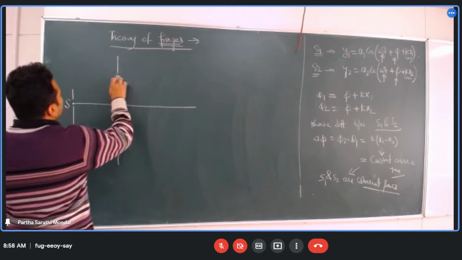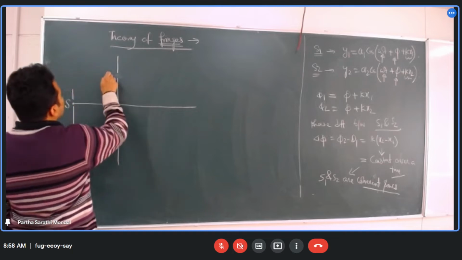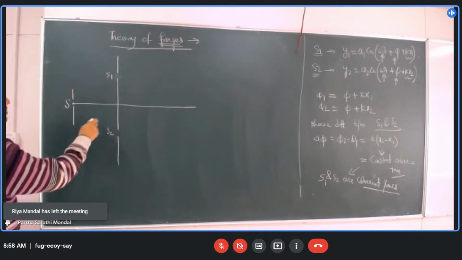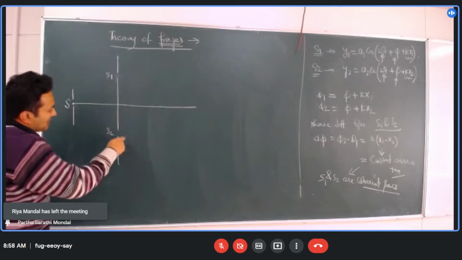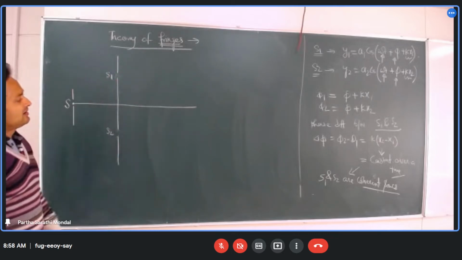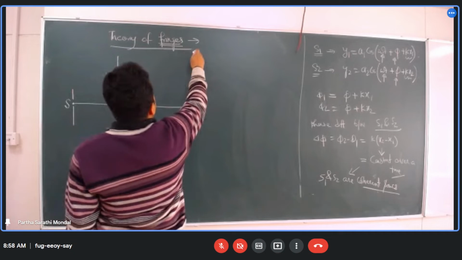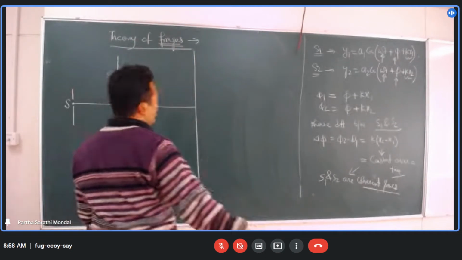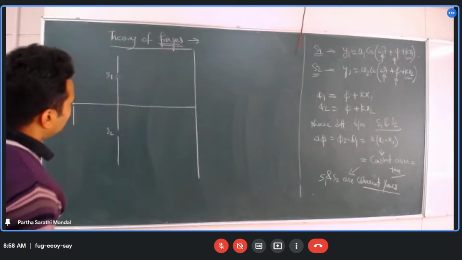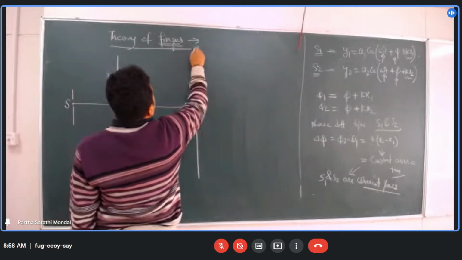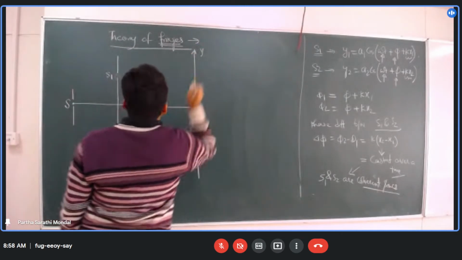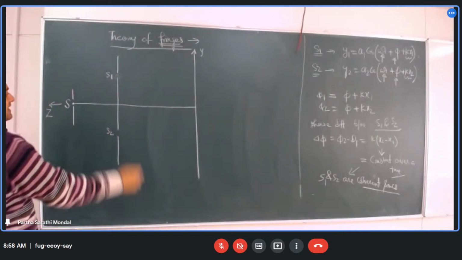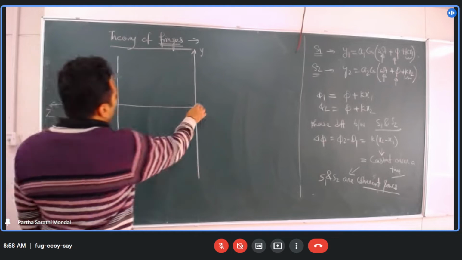Let's say this is S1 and S2. Now this wavefront will split up and you will have separate wavefronts from here. And now you put the screen here. Our direction was along the Y direction and along the Z direction. The X direction is out of the plane.